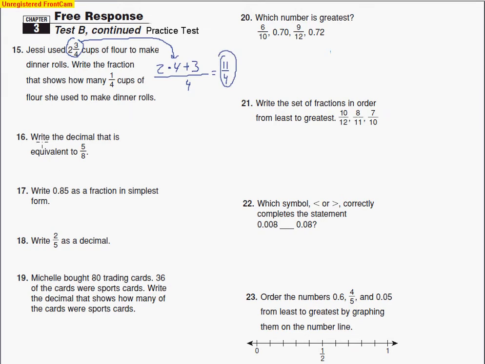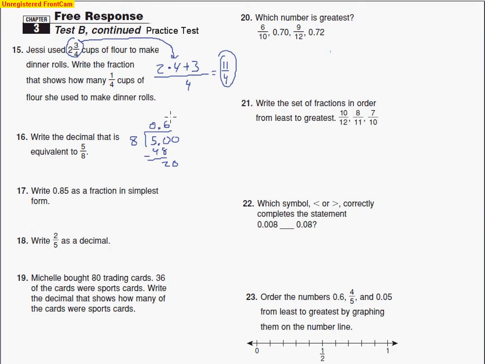Then it says we're supposed to write the decimal that is equivalent to 5/8. So we just divide, but remember that top dog goes in the doghouse, so the 5 goes inside that fraction bracket. 8 doesn't go into 5, so we add a 0 and bring the decimal up. 8 goes into 56 times, and when we do that multiplication, we get 48. We subtract, we end up with 2 left over. Bring down a 0, and then do division again.